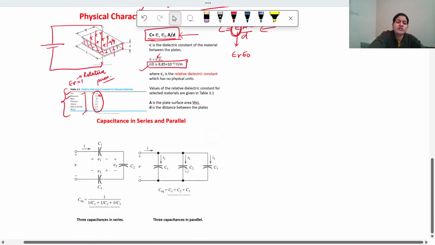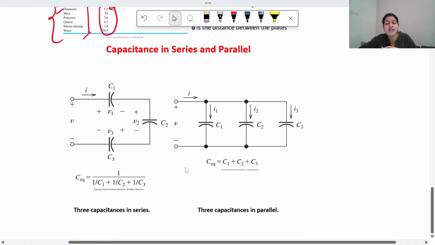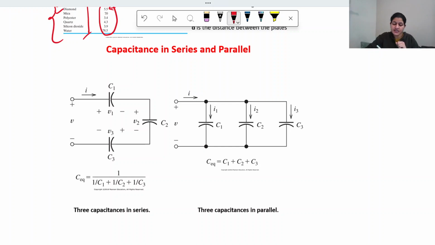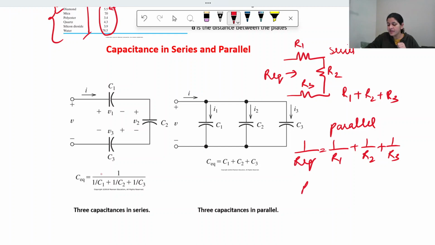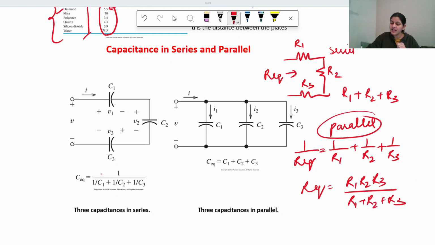The next important thing is how we calculate the equivalent capacitance of a circuit, right? You can see that here C1, C2 and C3, all three capacitances are connected in series. All three will have the same current in them. So what's the formula? You know that if three resistances R1, R2 and R3 are connected in series, the R equivalent is R1 plus R2 plus R3, and in case of parallel, 1 upon R equivalent is 1 by R1 plus 1 by R2 plus 1 by R3, and R equivalent will be R1 R2 R3 upon R1 plus R2 plus R3. So that's the case in series and parallel.